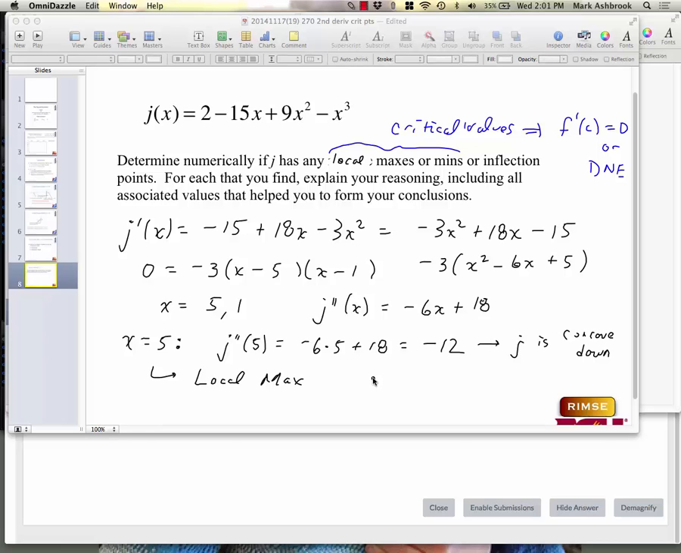Okay, what about x equals 1? Second derivative equals? Find out whether it is positive or negative. Negative 6 times 1 plus 18 equals? Positive 12. So J is?